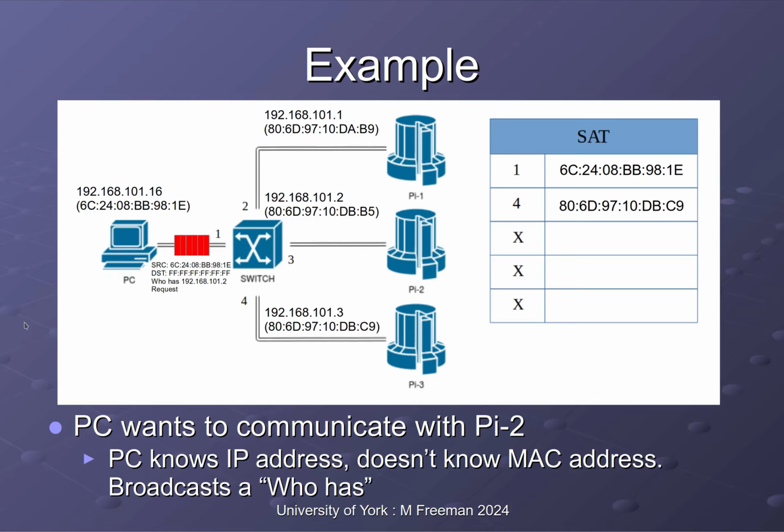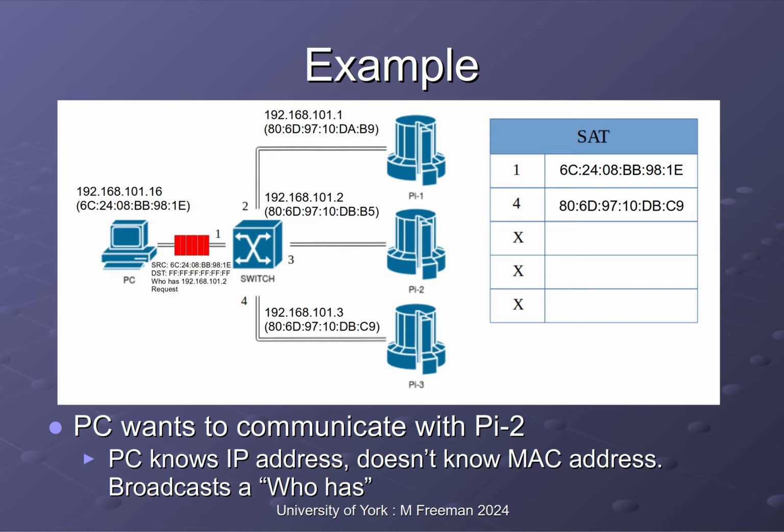The first thing the switch will then do is look at that source MAC address and say, is this in my SAT table? Do I know who is communicating with me? And in this particular case it does, because the PC has previously communicated to Pi 3. The switch will then look at the destination MAC address. And again, if that was present in its SAT table, it would then know to forward that packet to that particular port rather than broadcasting it to all ports.